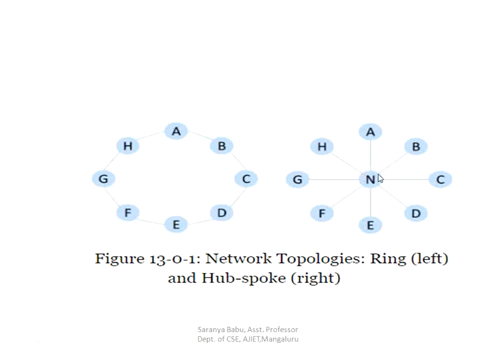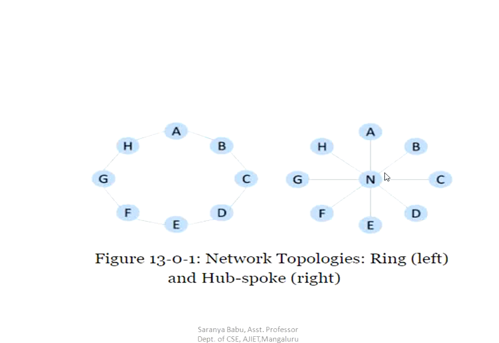Node N is the hub node, the central hub node. Tell me how many links the central hub node has. From node N to B, and so on: 1, 2, 3, 4, 5, 6, 7, 8. So 8 links are there from the central node N. Is it clear? From the central node N, you have 8 links. Fine.